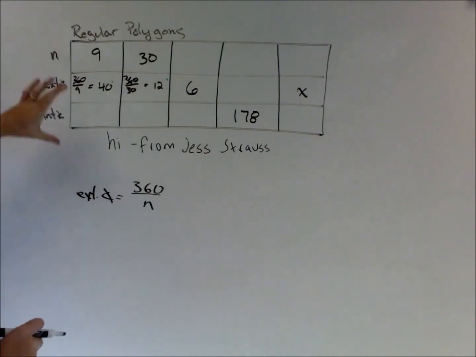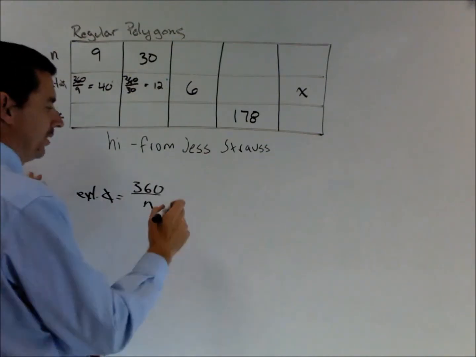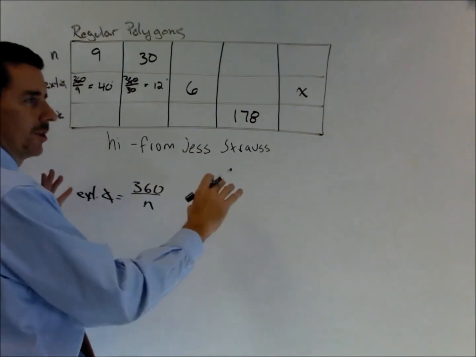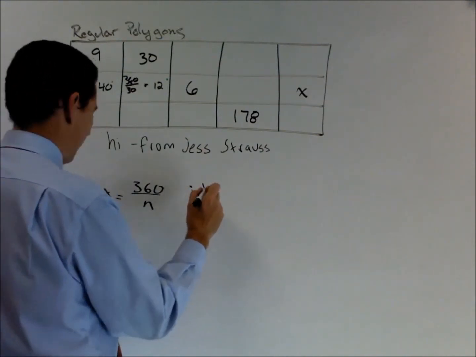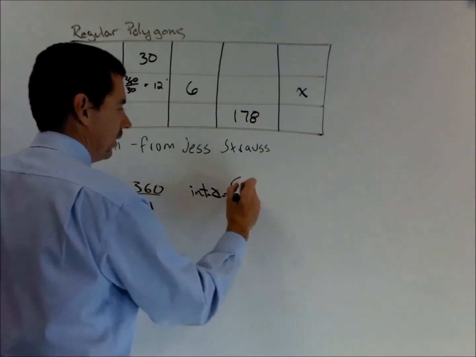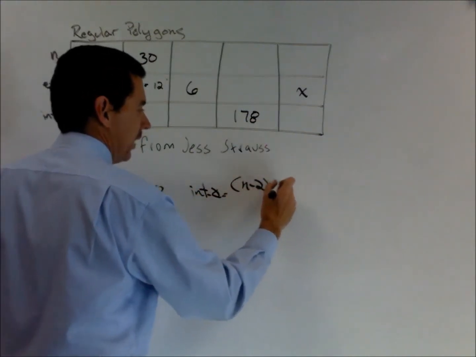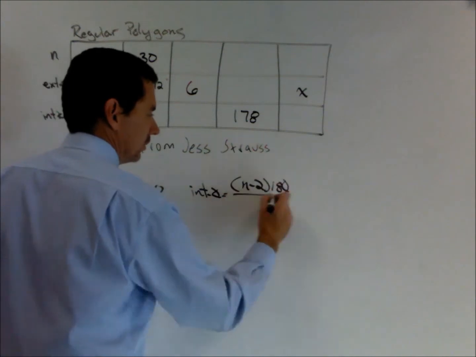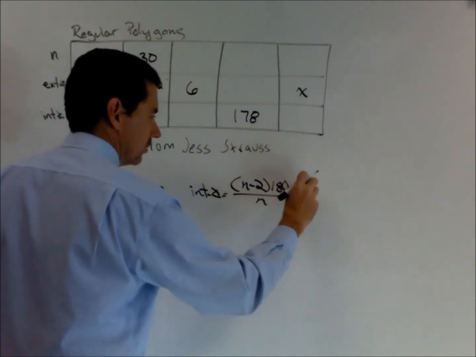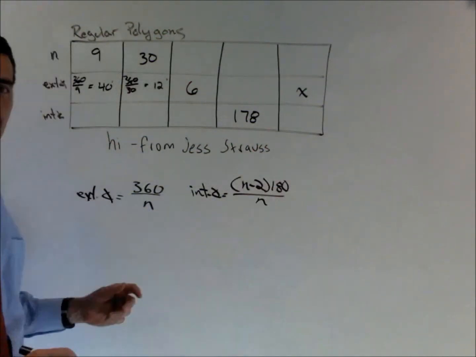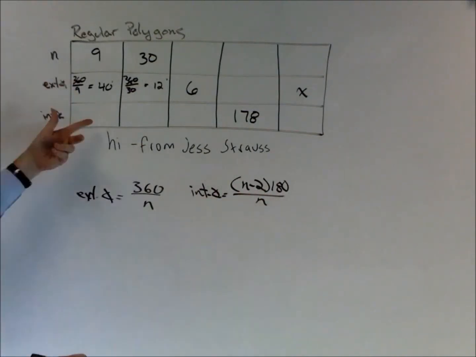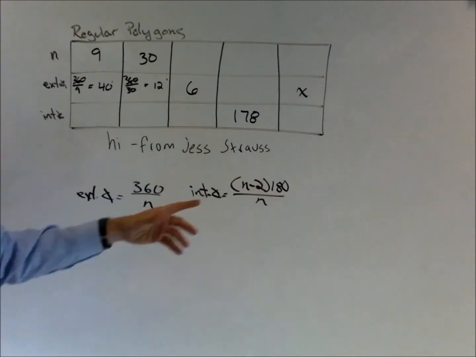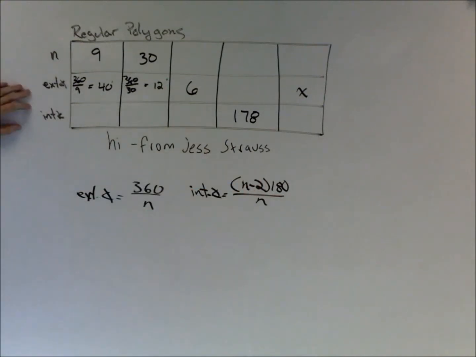Now we could come up with a formula for the interior angle. Remember, the sum of the interiors was n minus 2 times 180. So if I wanted one interior angle, it's going to be n minus 2 times 180, divided by n. That looks like a lot of work to figure out. Not that we can't use it, but what's the relationship between an interior angle and exterior angle?